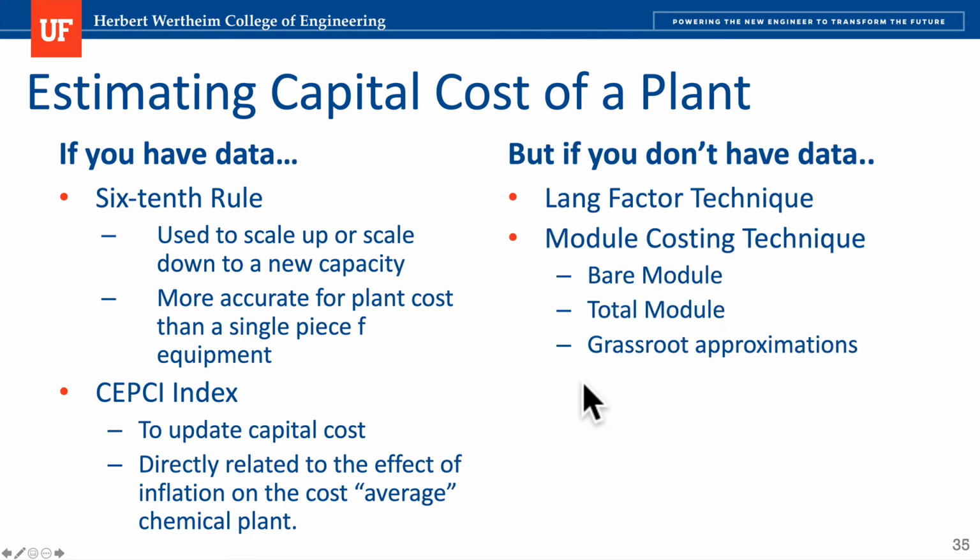So if you don't have a lot of data, you can use different techniques to actually calculate the cost of a chemical plant. You have two main techniques, the Lang factor technique and the module costing technique. We're going to go through all of them.